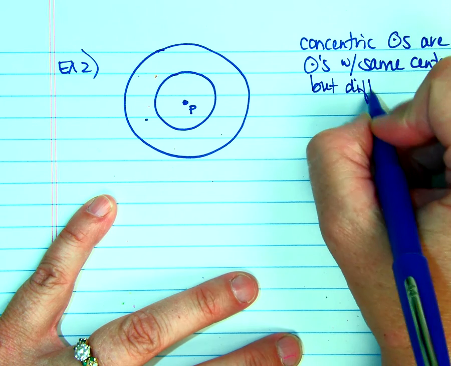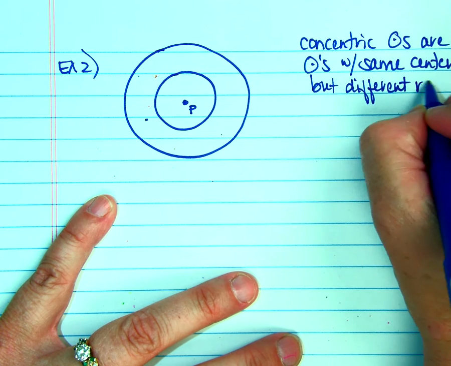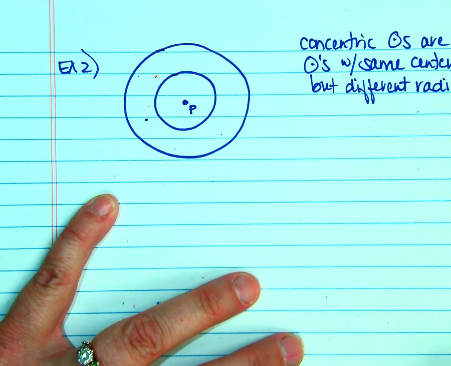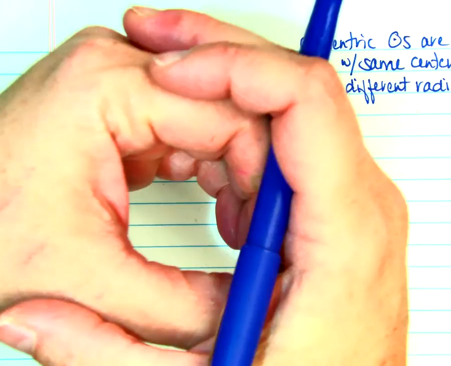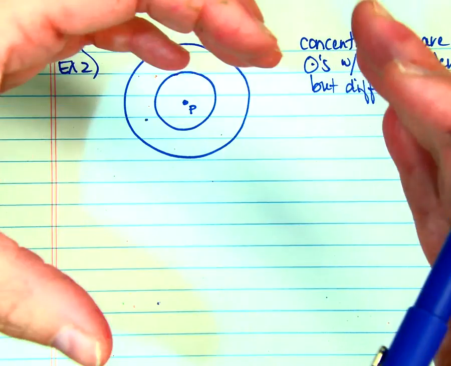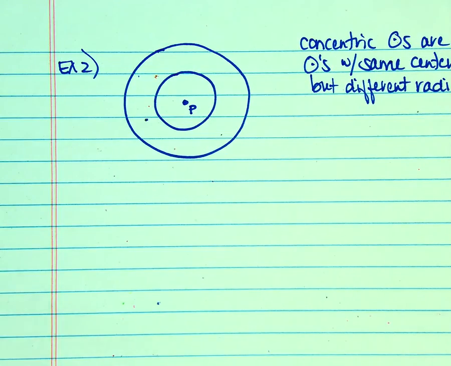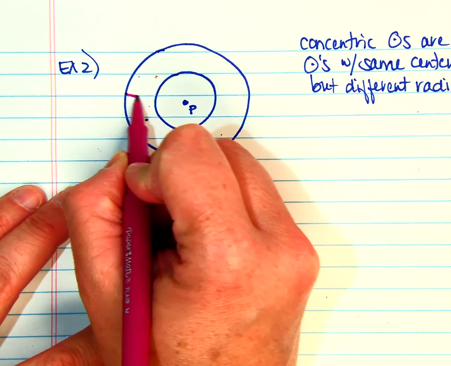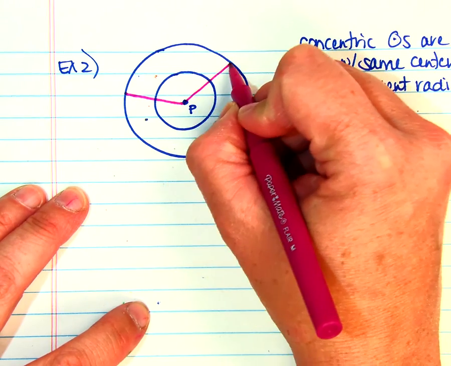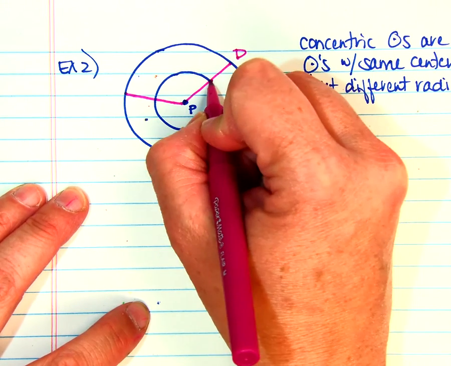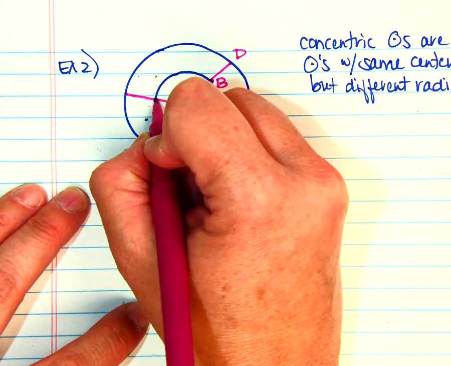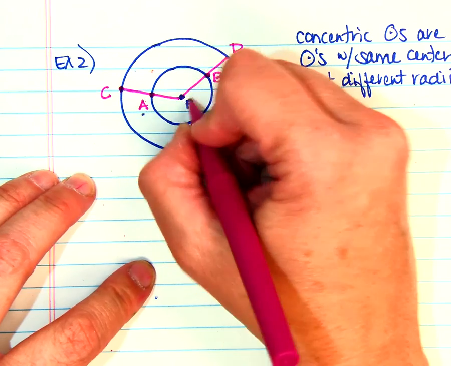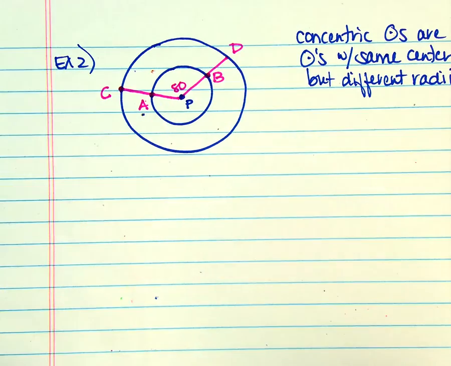but different radii. So when I think of that, I think of if you throw a rock into a pond, your circles are going to go from really small to bigger to bigger to bigger. It's that ripple effect. Okay, so if we have this is D, this is B, this is A, and this is C, and I know that this central angle is 80.